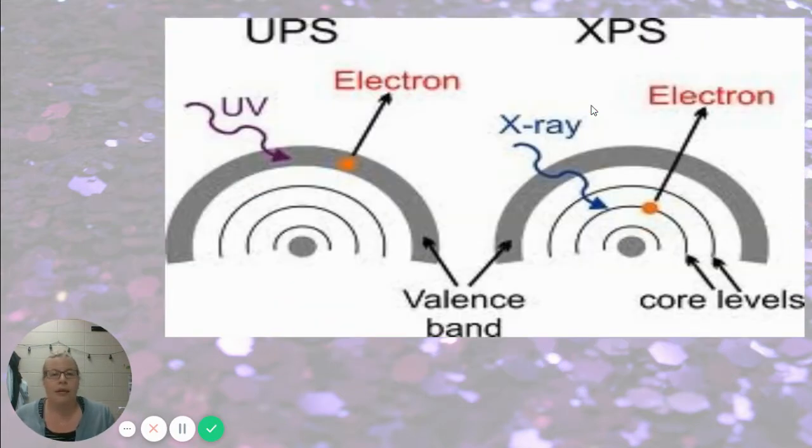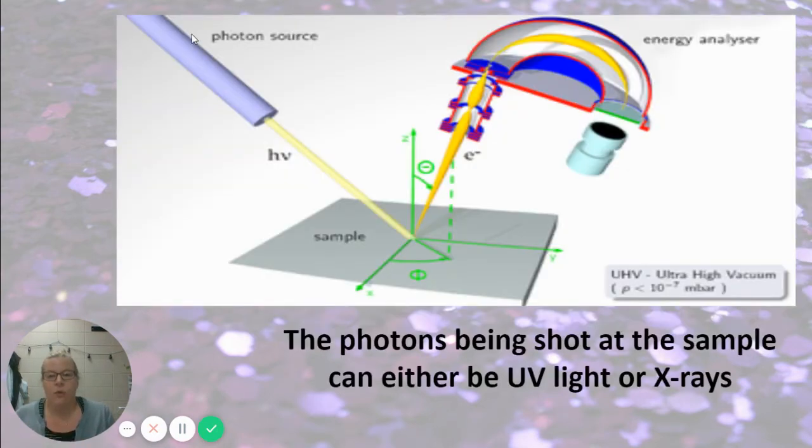You guys know this at this point, ultraviolet radiation is lower in energy than an X-ray. We talked about that with our electromagnetic spectrum. So this photon source here can get cranked up, so we can turn it to higher and higher energy. They start off with the lowest frequency and then crank it up and increase the energy.